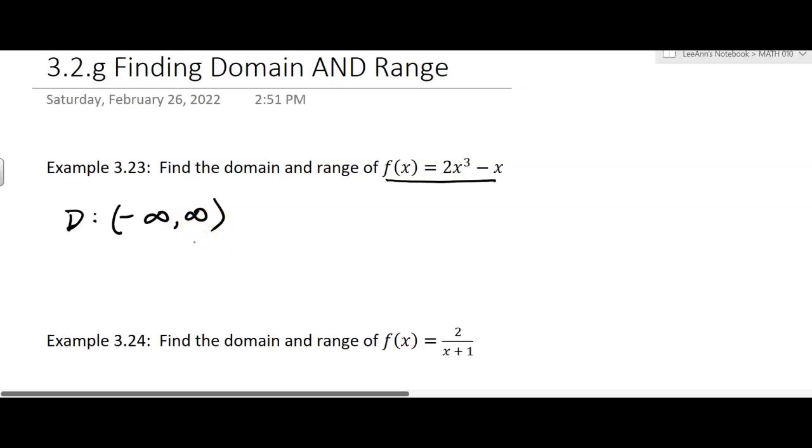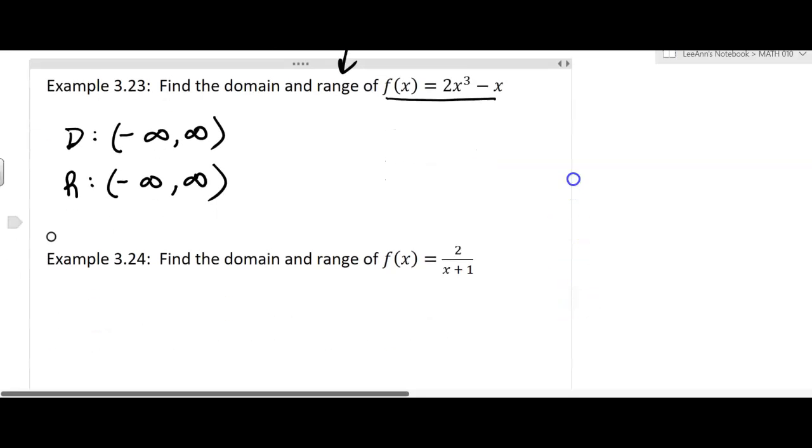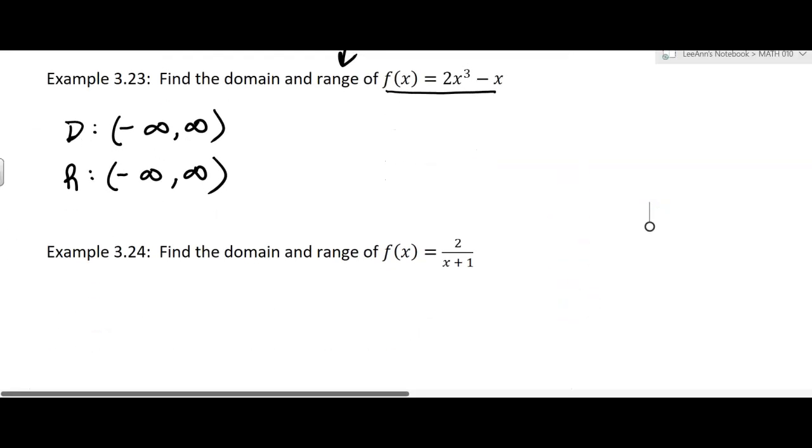So when we're restricting the range, it's kind of like, well, is there anything that I can't get out, you know? Domain: is there anything I can't put in? Range: is there anything I can't get out? This is a polynomial, and the range is all real numbers. It's a polynomial function. We'll learn more about that when we do graphs of these functions and transformations, but for now we'll just say that.